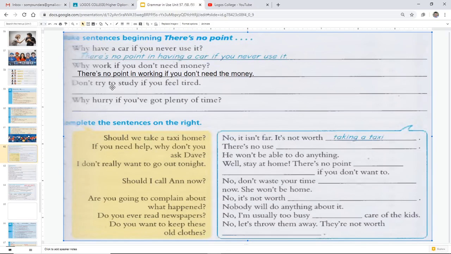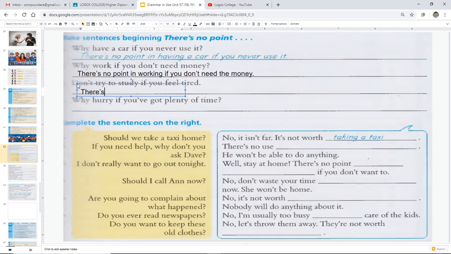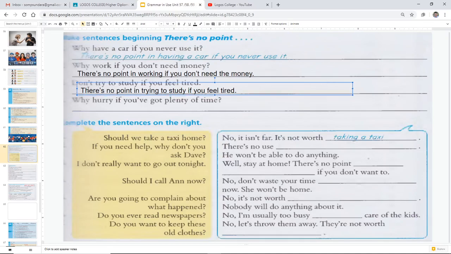Number 3, don't try to study if you feel tired. So if you're tired and you're trying to study, you probably won't remember anything. So there's no point. You could say, there's no point in trying to study if you feel tired. Okay, so that sentence has the same meaning as the first one. Don't try to study if you feel tired. There's no point in studying. There's no point in trying to study if you feel tired.